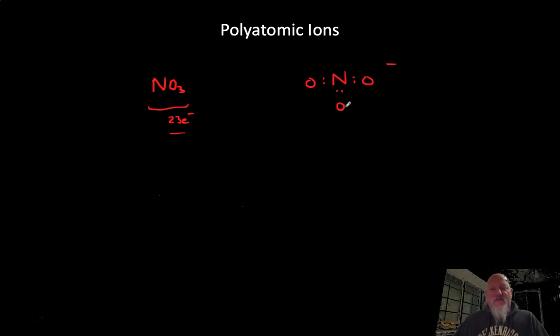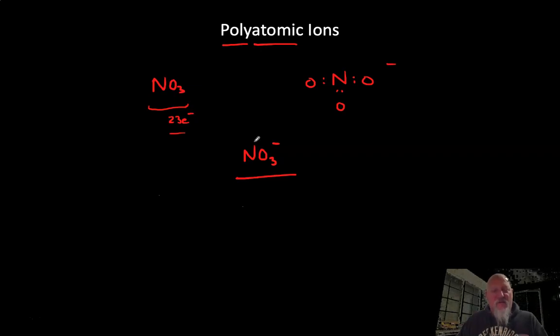So it picks up an extra electron. When it does that, it now has more electrons than protons, and we put a negative charge above it. This is known as a polyatomic ion. Poly meaning many, atomic meaning atoms. So we've got a nitrogen and 3 oxygens that are all covalently bonded together, meaning that they're sharing electrons. And there's one extra electron in the system. That negative tells us that. So NO3 is an ion.